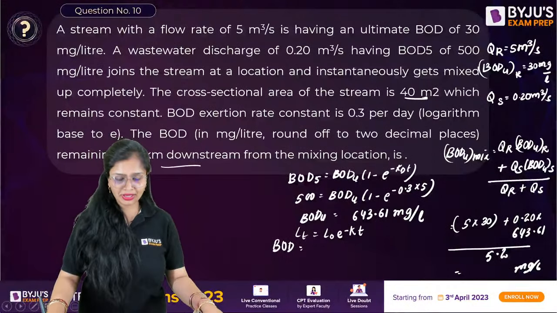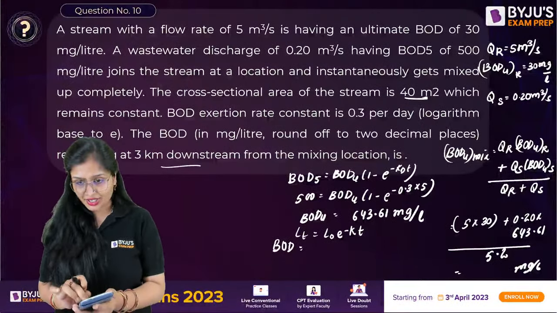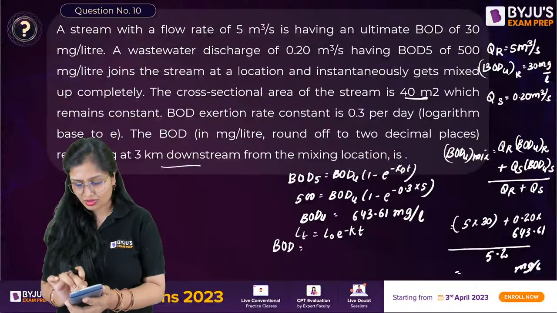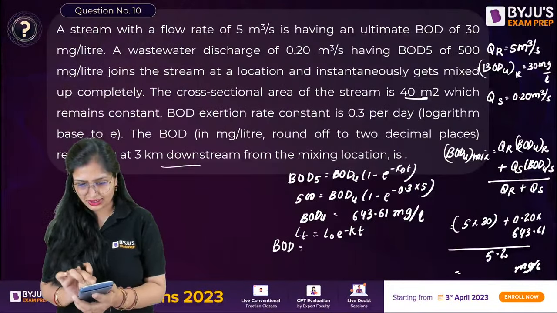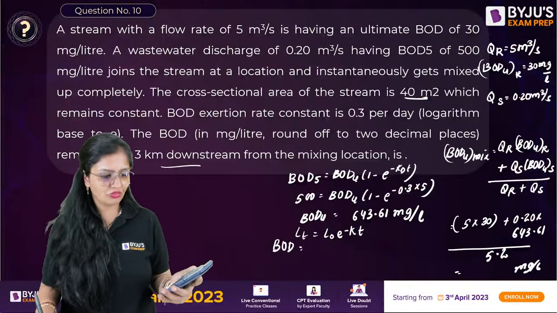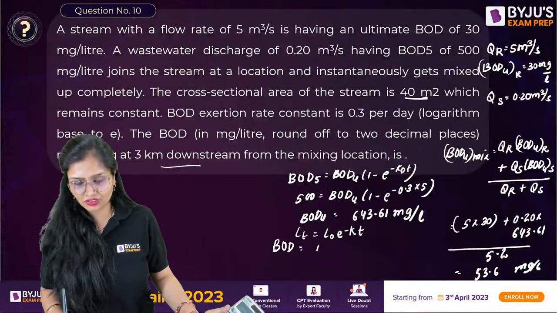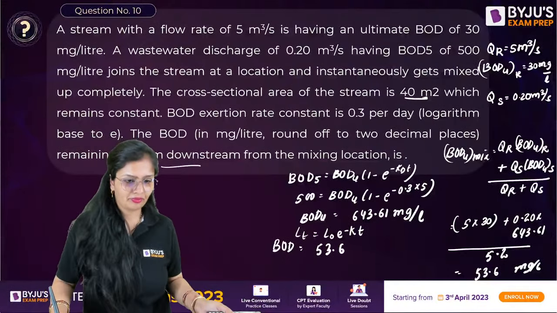How much is the BOD mix coming? Anybody did it? 5 into 30 plus 0.20 into 643.61 divided by 5.2. This will come out to be 53.6. Correct? So you got this 53.6.